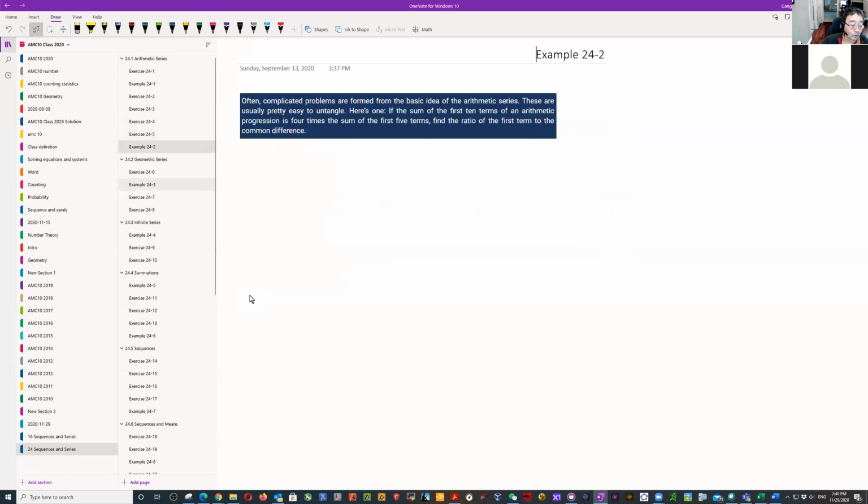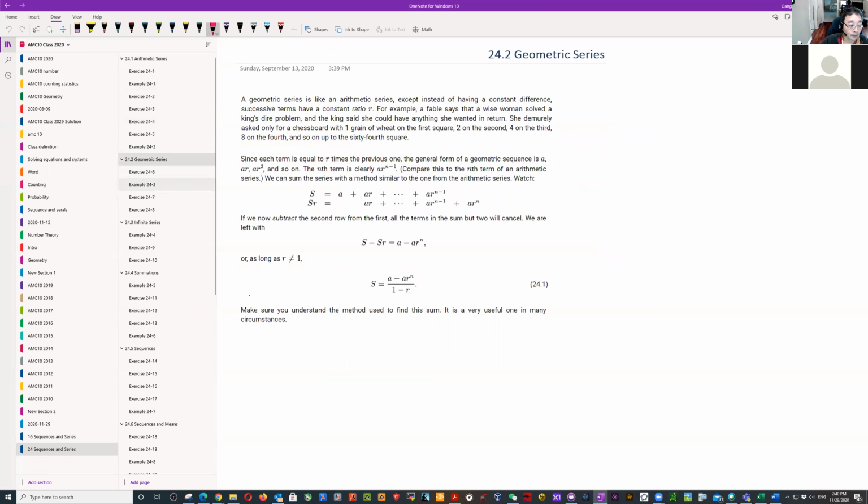I think we'll leave most of it as practice, and let's keep going on the geometric series. And geometric series is just a different beast. We're using a different technique, and this technique is called scale and difference.